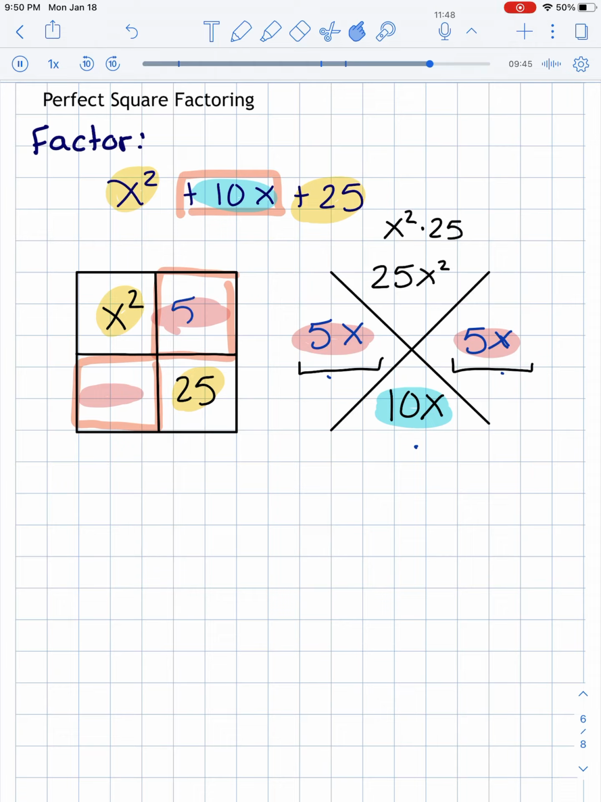And I start to notice, hey, this looks like I might have the same dimensions on the top and the left of my box. I know that the only way to get x squared is x times x. X times a positive 5 will give me 5x. X times a positive 5 will give me 5x. And yep, 5 times 5 equals 25.